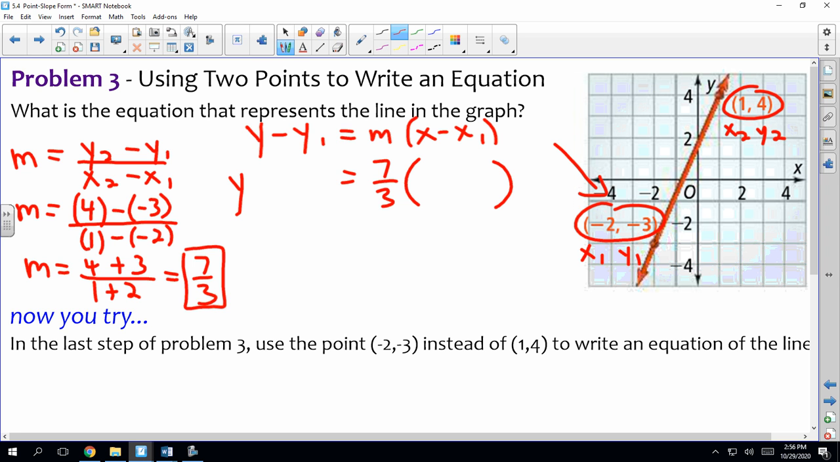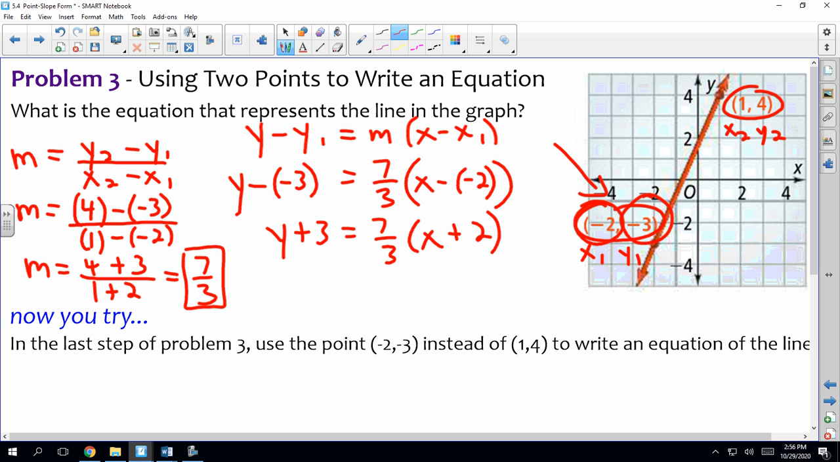So I'm going to plug in negative 3 for y1. It's this guy right here. And I'm going to plug in negative 2 for x sub 1. That's this guy right here. And go ahead and clean that up. Y minus a negative 3 is y plus 3 equals 7/3 x plus 2. And there is one version of the equation of a line in point slope form.